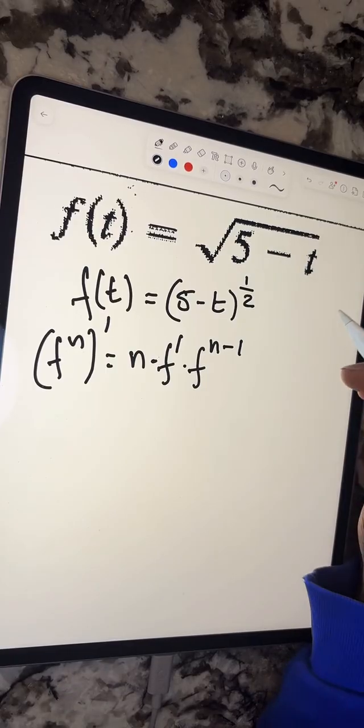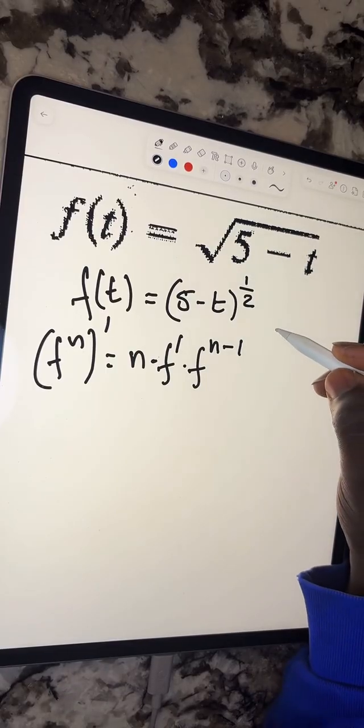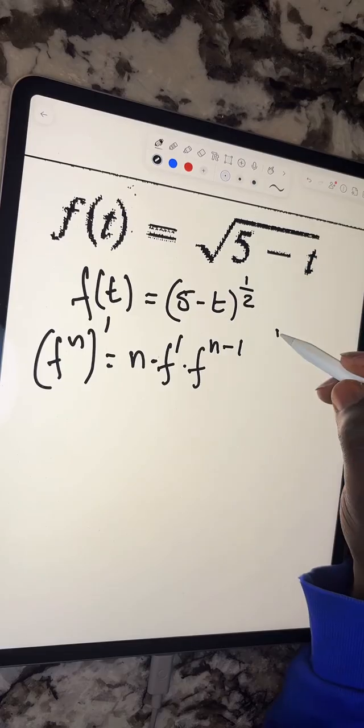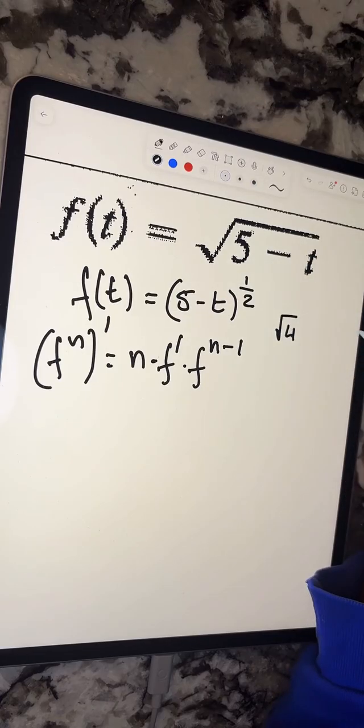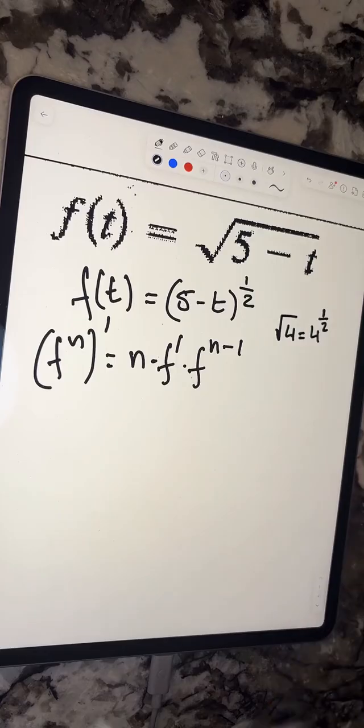Let me give you an example. Let's say you want to impress someone, right? And instead of asking them what's the square root of 4, you can be like, what's 4 to the power of 1/2? So square root can be written as a power of half, 1/2.